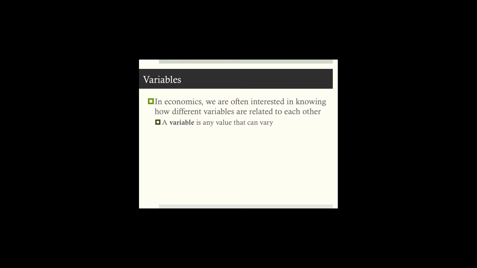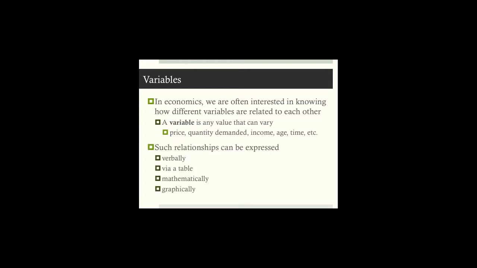A variable is just any value that can vary. Price, quantity demanded, income, age, and time are all examples of variables. And such relationships between variables can be expressed in a multitude of ways. They can be expressed verbally, via a table, mathematically, and graphically. The focus of this section, of course, is on how we can express the relationships between variables graphically.